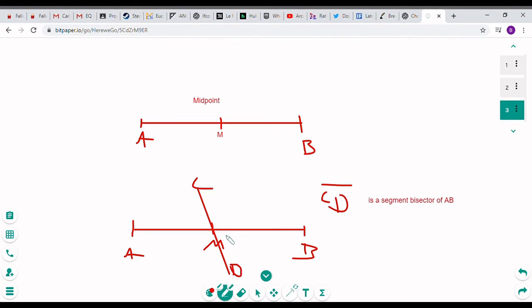We could also do the ray CD that goes on forever, and CD would still be a segment bisector. When we say segment bisector, we don't mean that CD is a segment, we mean that AB is a segment. So if you bisect the segment, you're a bisector. Anything that goes through the middle is that. It could be a plane, a ray, a line, or a segment.